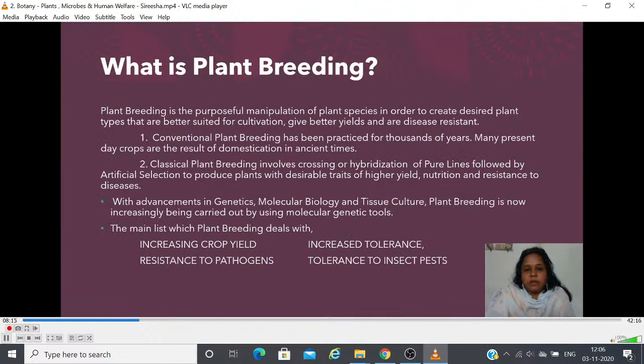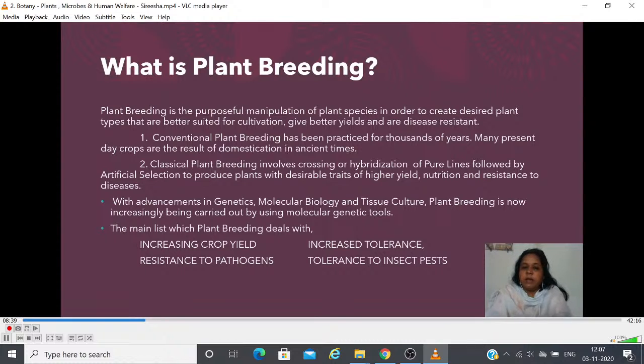What is plant breeding? Plant breeding is the purposeful manipulation of plant species in order to create desired plant types that are better suited for cultivation, give better yields, and are disease resistant. Conventional plant breeding has been practiced for thousands of years. Many present-day crops are the result of domestication in ancient times.